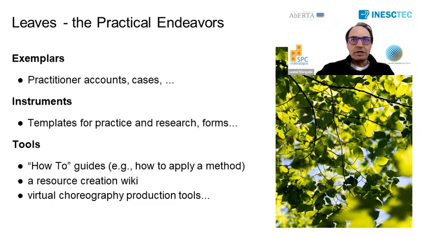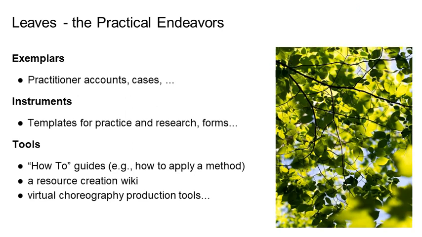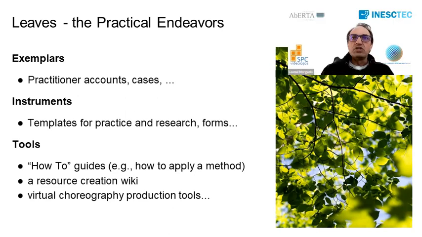The leaves of the knowledge tree comprise exemplars, such as practitioner accounts or case reports. It also comprises instruments like templates and forms for practicing research and tools. Tool leaves include how-to guides, for instance, how to apply a method, a resource creation wiki. There could be even more advanced ones, such as a virtual choreography production tool. Leaves can be considered the periphery of the structural knowledge branches.